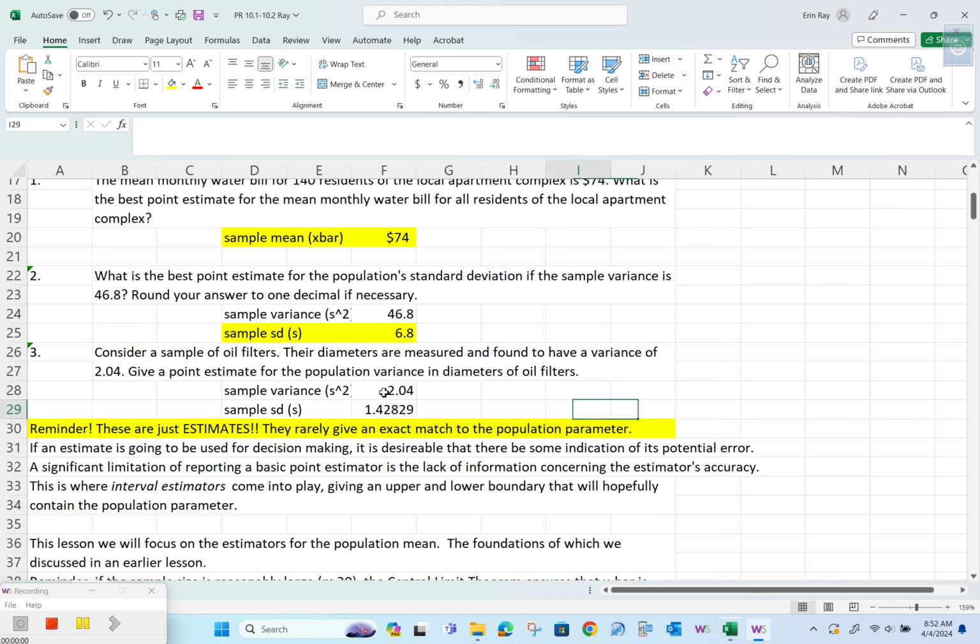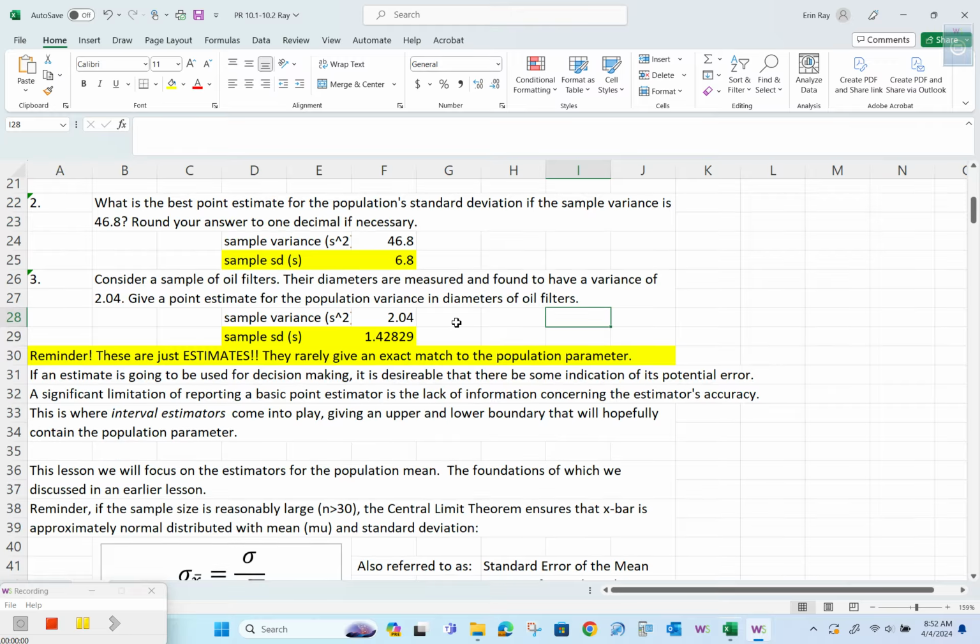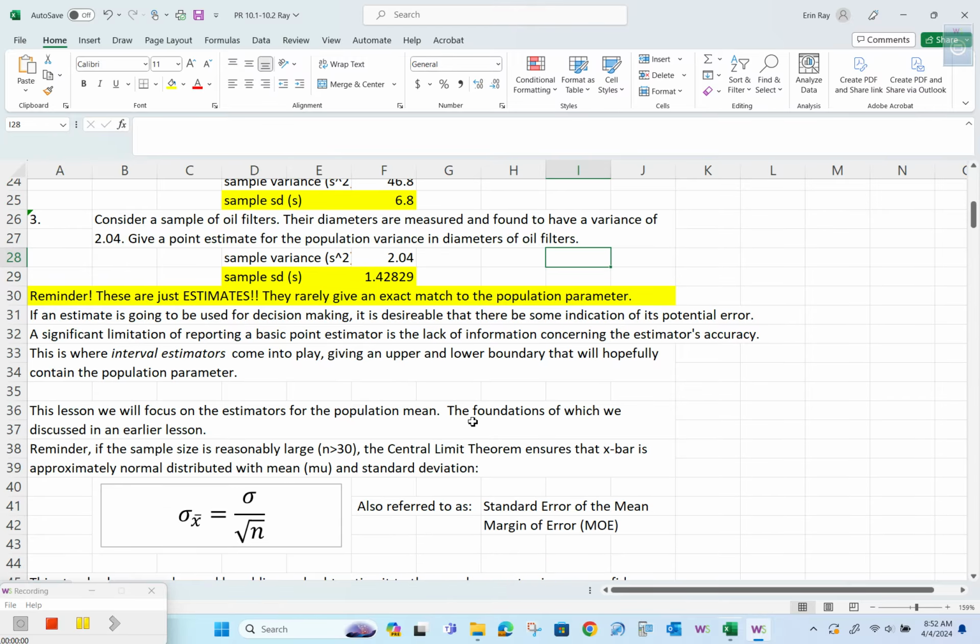Doesn't tell us to round on this one, so that is our final answer. Okay, these are estimators. In a perfect world, they would be exactly equal to the population parameter that they relate to. However, that doesn't happen perfectly in real life. So what we're going to do is talk about how we decide whether an estimator is reasonable or good.